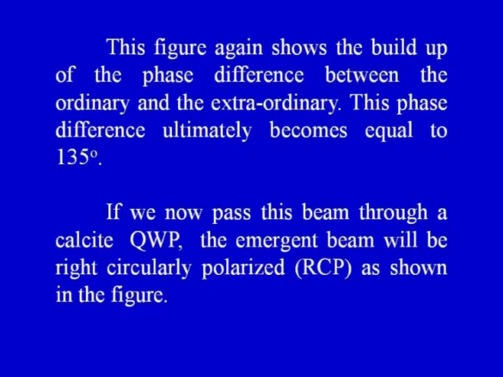The phase difference ultimately becomes equal to 135 degrees. If we now pass this beam through a calcite quarter wave plate, the quarter wave plate introduces a phase difference of pi by 2. The emergent beam will be right circularly polarized as shown in the figure.